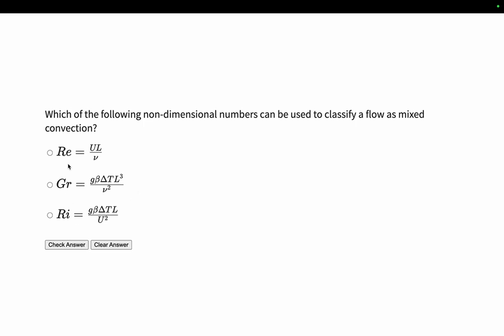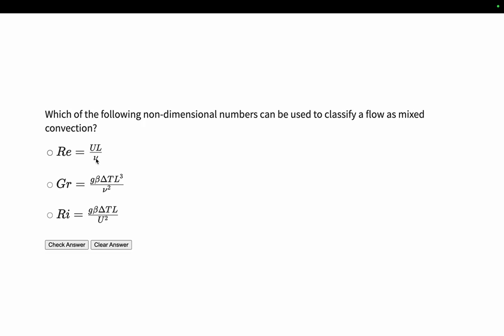The first one is the Reynolds number, which depends on some characteristic velocity times length over viscosity. This is the Grashof number, and then this is the Richardson number. So which of these do you think will help us identify whether some particular flow is mixed or not? You don't have to know what the number is, but this quantity should be sufficient to tell whether it will help or not.